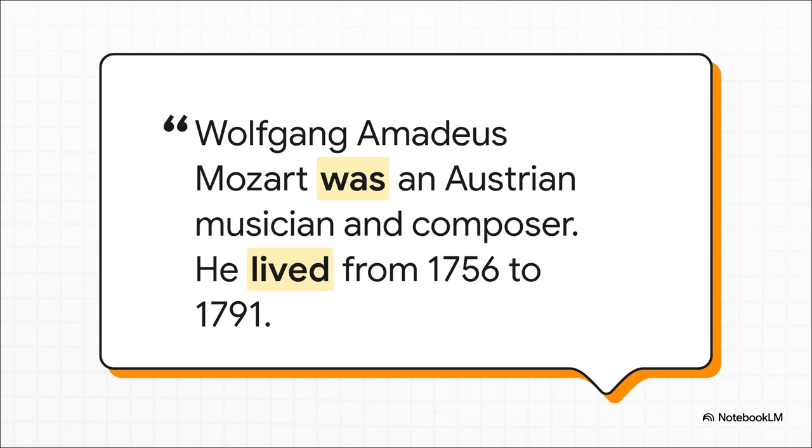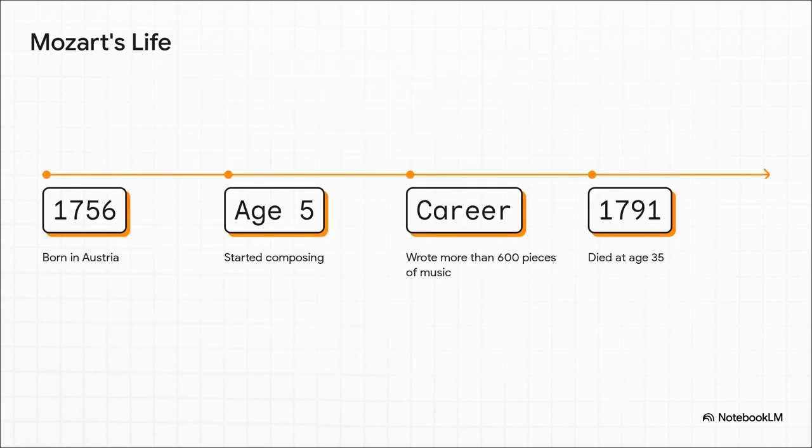Picture this, Austria, back in the 18th century. We hear that Wolfgang Amadeus Mozart was an Austrian musician, and that he lived almost 250 years ago, right? Just those two little words, was, lived, they act like a time machine, pulling us back into the past. And if we look at a timeline of his life, you can see it's just a series of events that are all done and dusted.